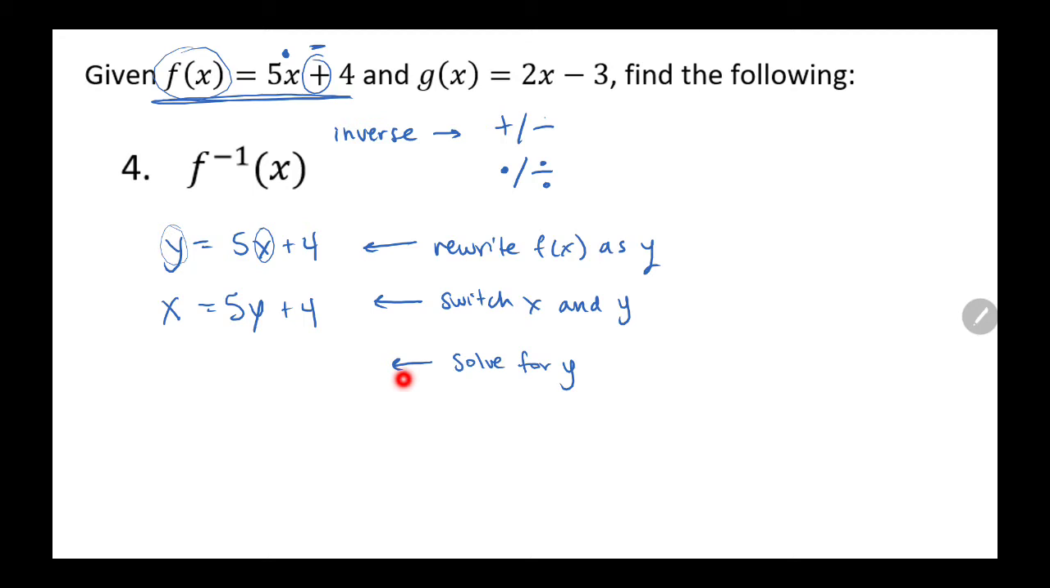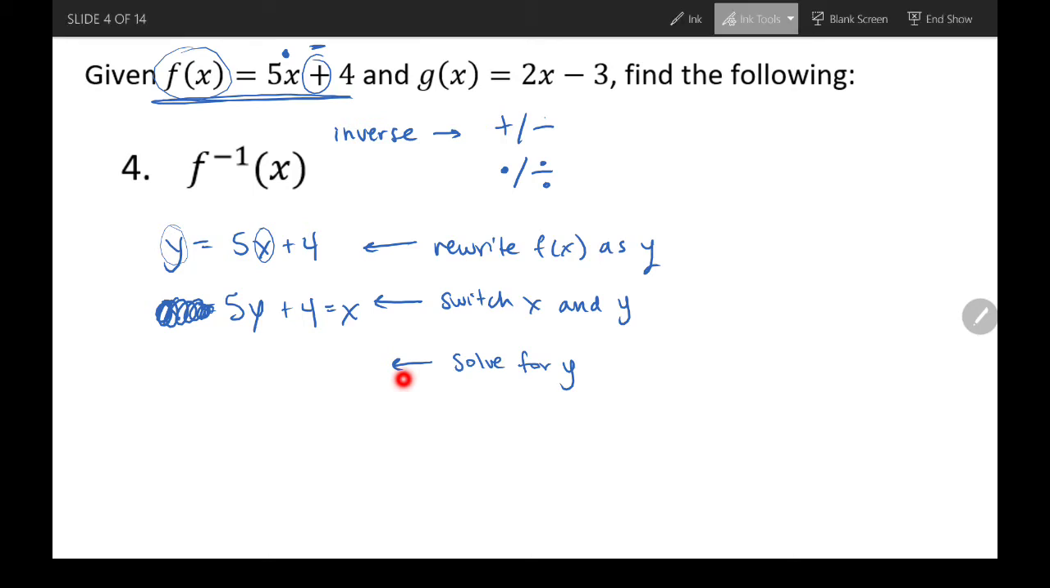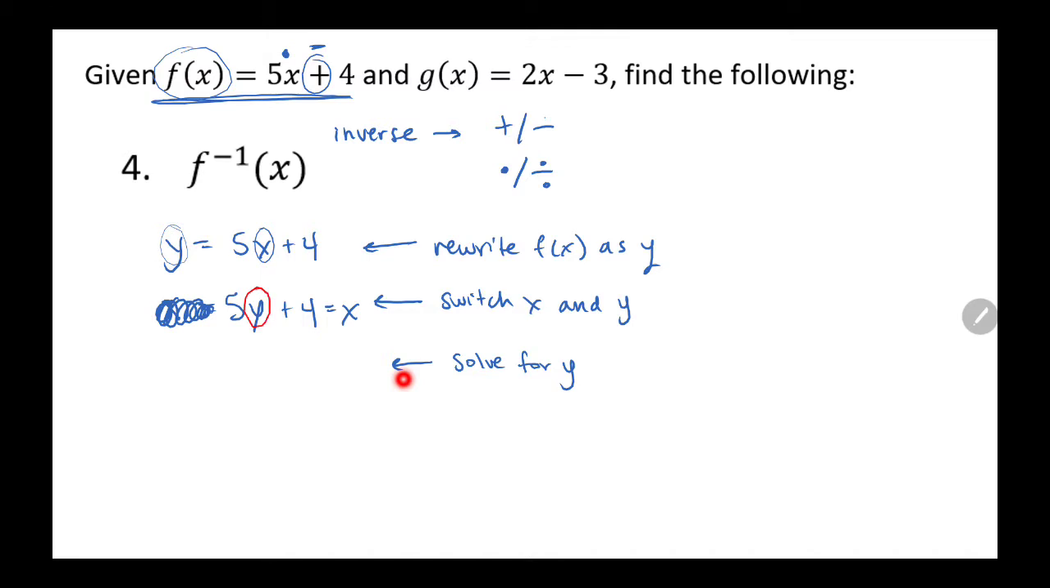Well, it's usually easier to get things by themselves to solve for a variable when it's on the left side. So I'm just going to write my equals x over here. And now it's easier for me at least, and for a lot of students, to get y by itself now that it's on the left. So to get it by itself, first I need to minus the 4 on both sides. I get 5y equals x minus 4. And I'm going to divide both sides by 5. So y equals x minus 4 all over 5. And yeah, you can just leave your answer like this.